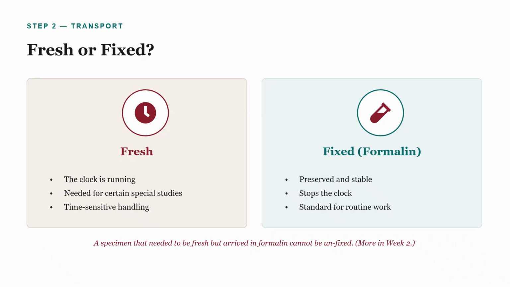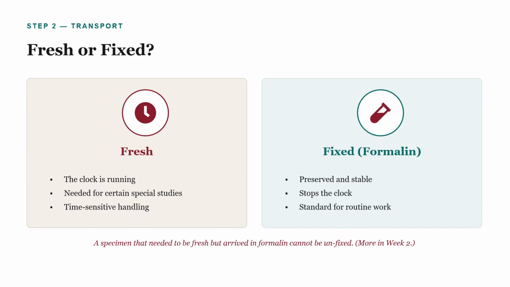Now, how the specimen travels matters more than you might expect. Some specimens arrive fresh, with the clock running, because certain tests require living, unfixed tissue. Others arrive already in formalin, which is the standard fixative, and this preserves the tissue and effectively stops the clock so it's stable for routine work. Here's the consequence, and it's a big one. Choosing the wrong path can quietly ruin a case.